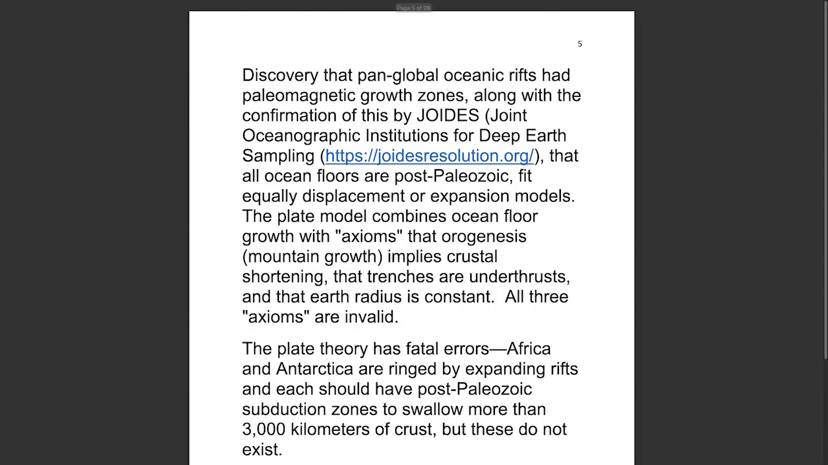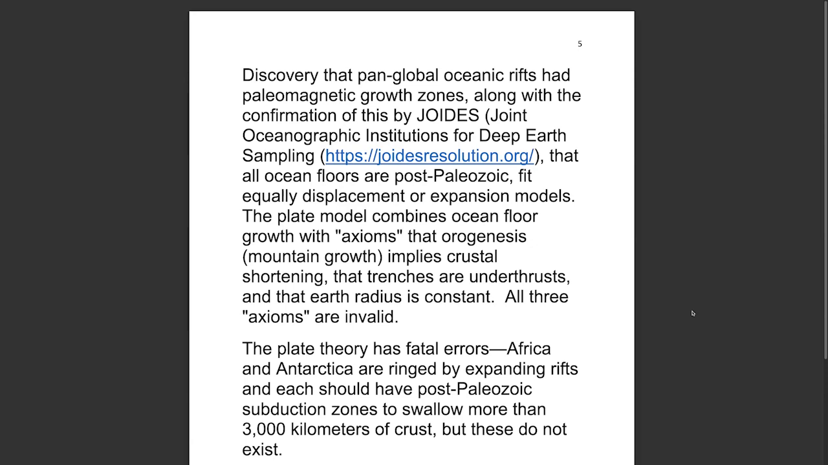The discovery that pan-global oceanic rifts have paleomagnetic growth zones. In other words, magma that was laid down and condensed during the paleo times, along with confirmation of that by JOIDES, Joint Oceanographic Institutions for Deep Earth Sampling. You can see the link there, that all oceans are post-Paleozoic, and fit equally displacement or expansion models.